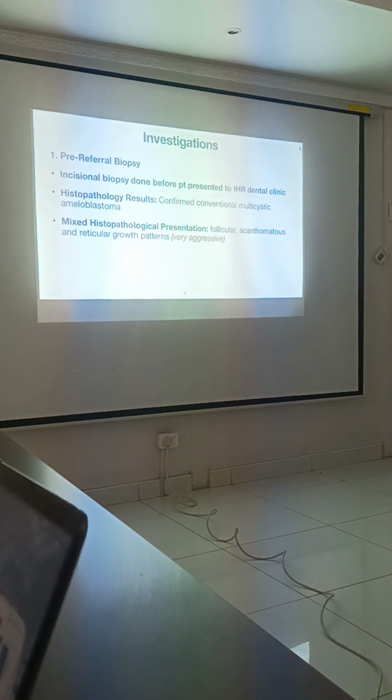The investigations carried out in managing our patient include the pre-referral biopsy, which was done at Katakura Hospital's maxillofacial department. That confirmed it to be conventional multicystic ameloblastoma. And the histopathological report revealed that it was a very aggressive tumor, though non-cancerous, as it had mixed growth patterns, which included follicular, reticular, and acanthomatous growth patterns.